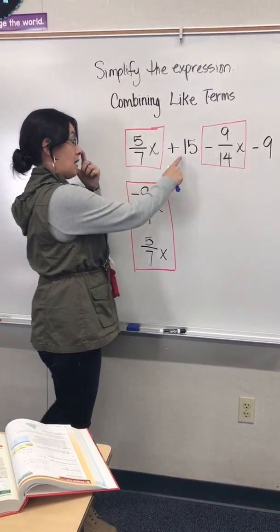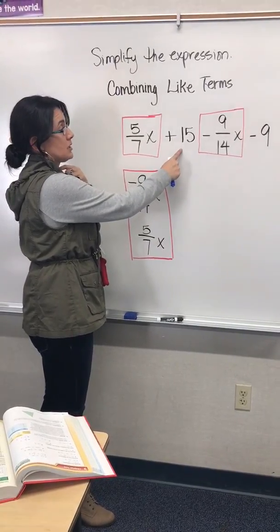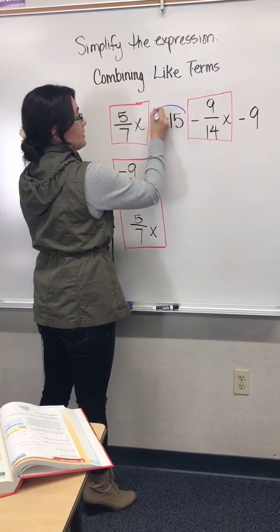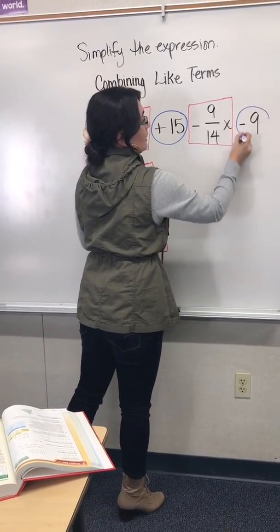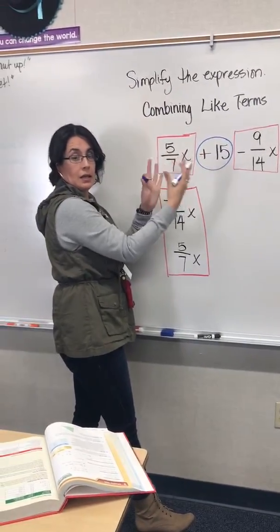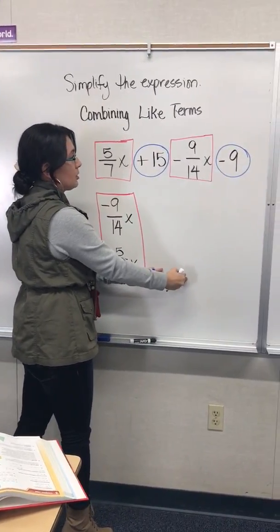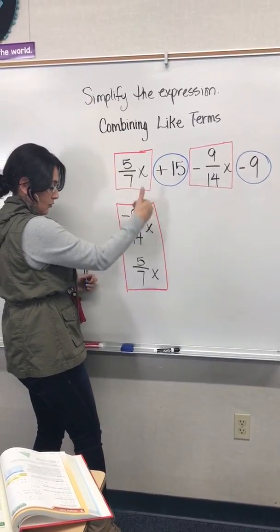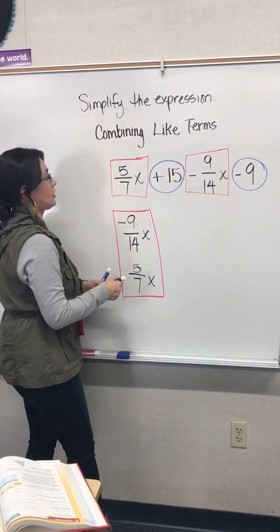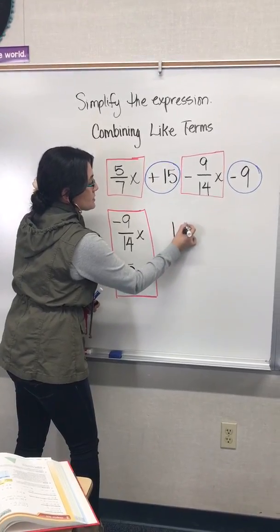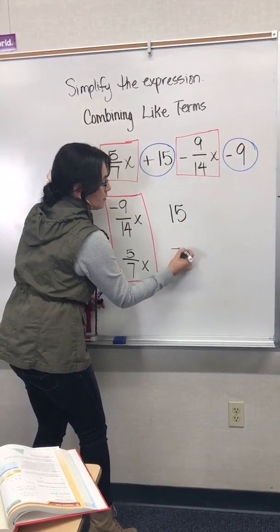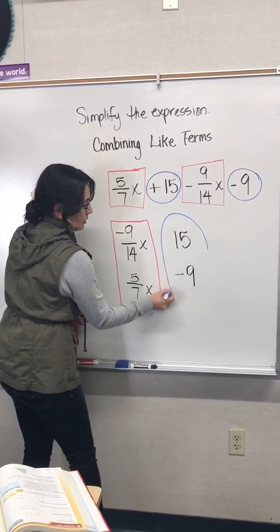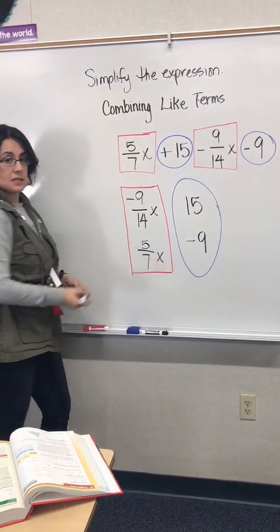Now I see that I have a constant of positive 15 and a constant of negative 9. So that means the 15 and the negative 9 need to be combined. They need to go first together. So I'm going to go ahead and line them up vertically just like I did with my fractional coefficient variable terms. So I have 15, and then I'm going to line up the negative 9. And I'm going to go ahead and put them together with the same color.